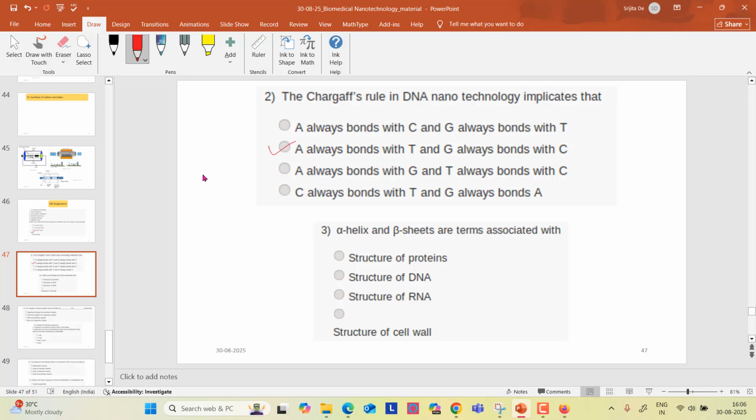Next, alpha helix and beta sheets are terms associated with what? Structure of DNA. No, structure of protein. Yes, protein. Sorry, structure of protein.